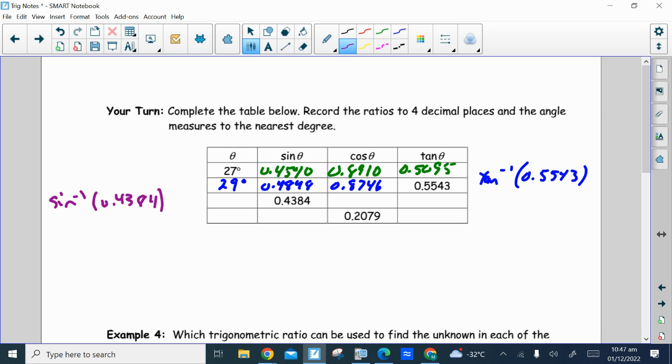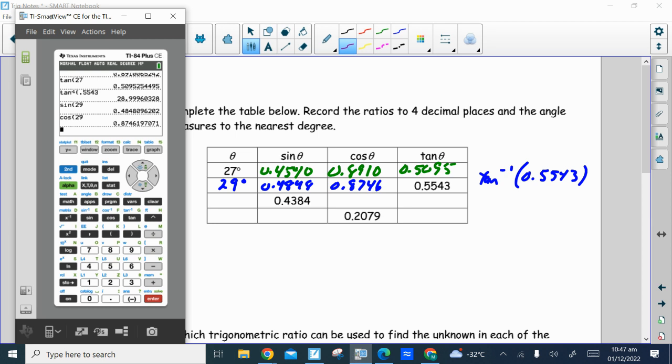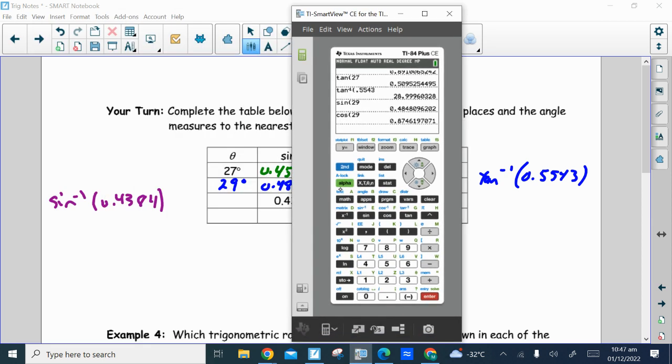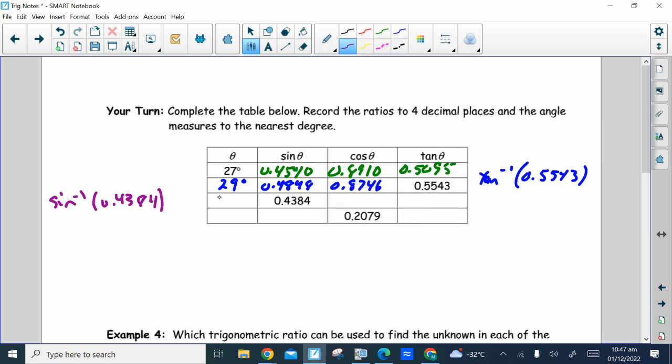The sine of theta is 0.4384, so to find theta, we have to work backwards. We have to go second function sine of 0.4384. 26 degrees. Very close to 26. That's 26.0018. So there's our angle theta.